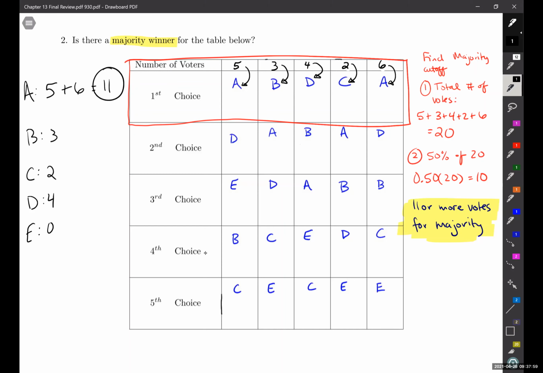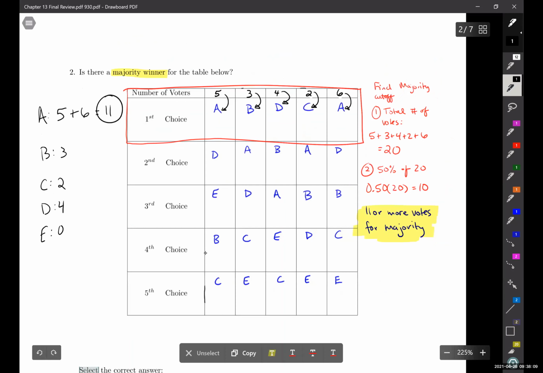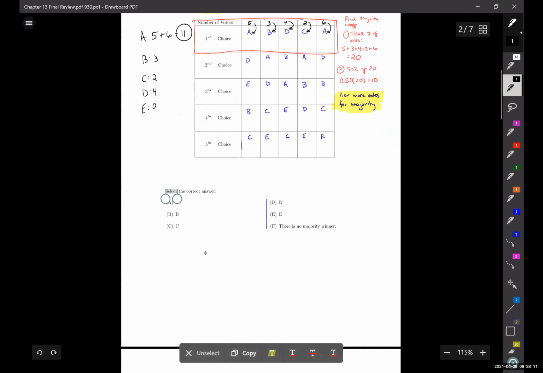How do we feel about those two problems? Any questions? Okay, so we'd circle A wins the majority.